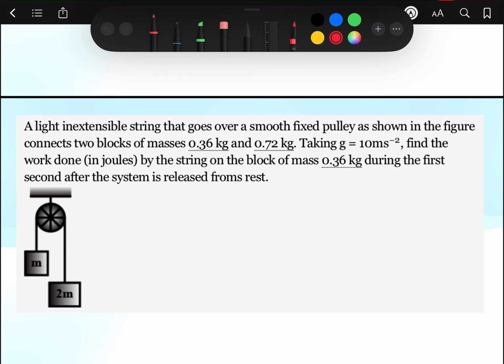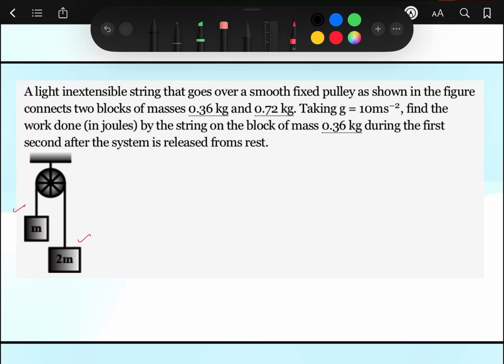connecting the two blocks. One is of 0.36 kg and another is 0.72. So here I am taking this m and this is our 2m. And we have to take g is equal to 10 meter per second square here. Find the work done by the string on the block 0.36 kg, that means m, during the first second after the system is released from the rest.